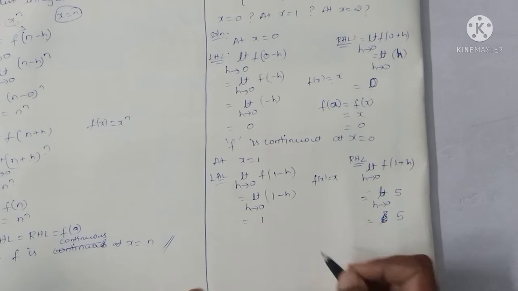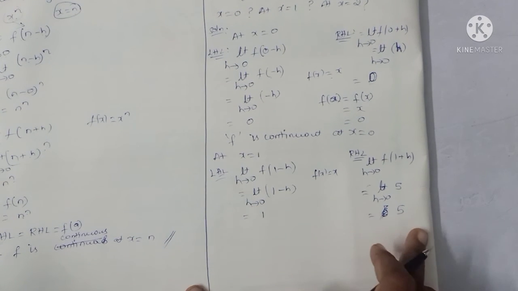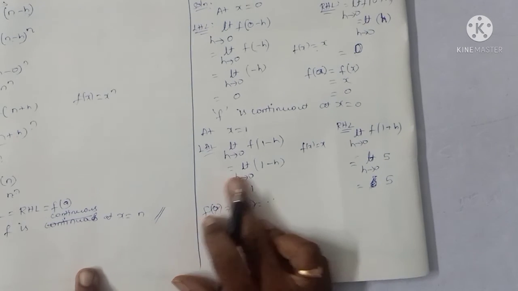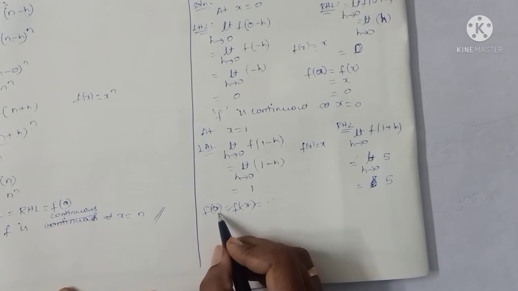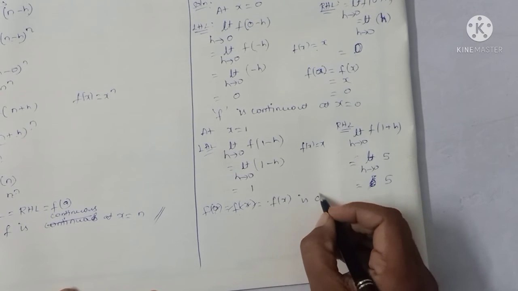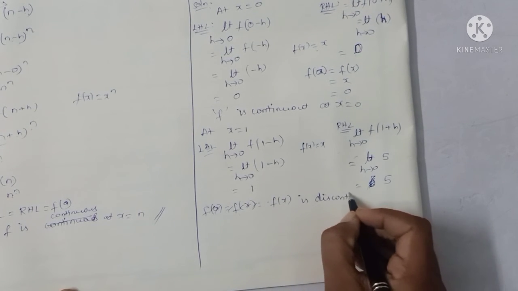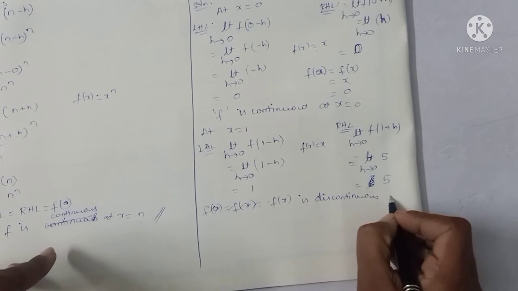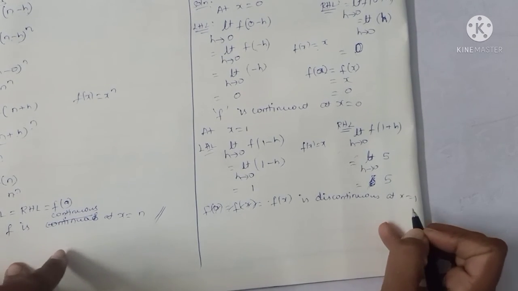So next, here left hand limit is not equal to right hand limit. So no need to find f of a. Therefore f of x is discontinuous at x is equal to 1.